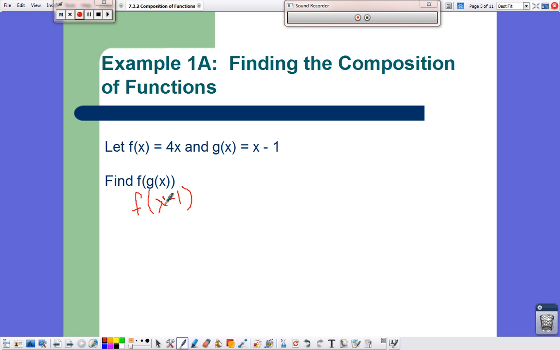Okay? Now we're going to do exactly what we did before. We're going to take the function f and replace the x with x minus 1. So it just turns into 4 times x minus 1, because we replaced the x. Okay, take out the x and we're putting in the x minus 1. Distribute, and I get 4x minus 4 as my final answer. Okay? All right, so let's take a look at another example.